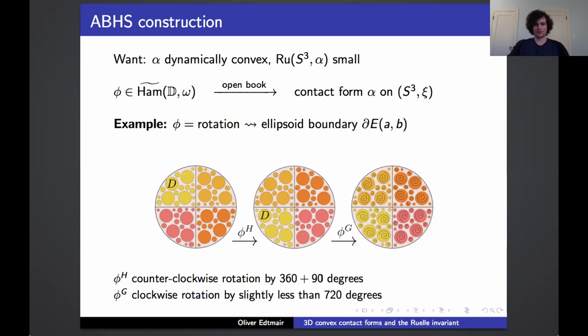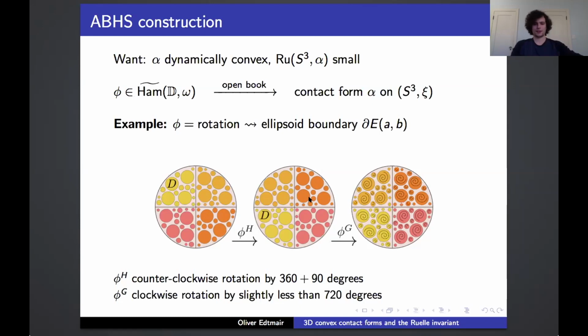Right, so there's now a couple more parameters I can modify. First of all, I can change the number of sectors. Here I have 4. I can make that larger. I can change the sizes of my small disks. And it turns out if we make the number of sectors very, very large, and also the small disks very, very small, and if in addition we guarantee that the small disks cover a very large fraction of the area of the big disk, then I get a very small Ruelle invariant. So that is the construction part.